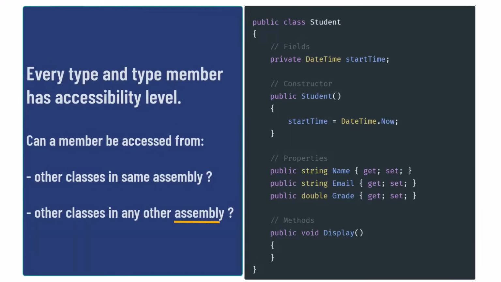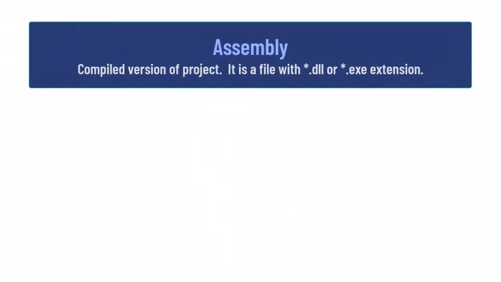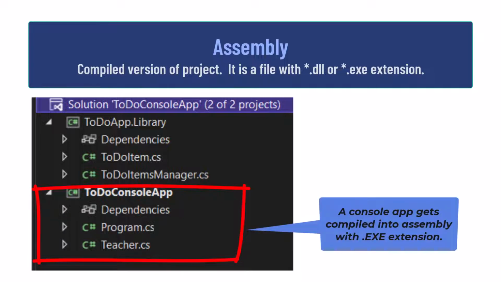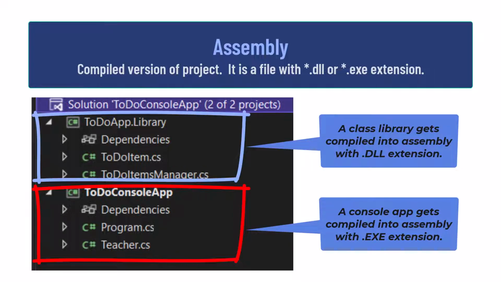What is an assembly? An assembly is a file with .dll or .exe extension. It is created when we compile the code. Each project contains multiple C# files. When a project is compiled, it gets converted into an assembly. A console application gets compiled into an executable, an assembly with .exe extension. On the other hand, a class library gets compiled into a shared library, an assembly with .dll extension.